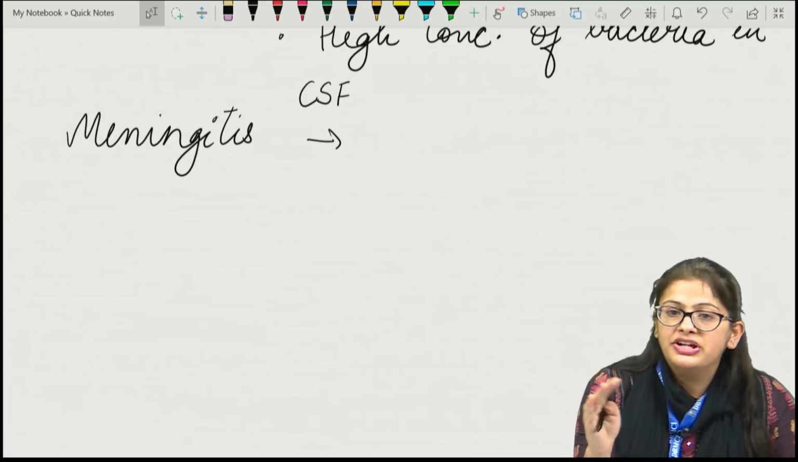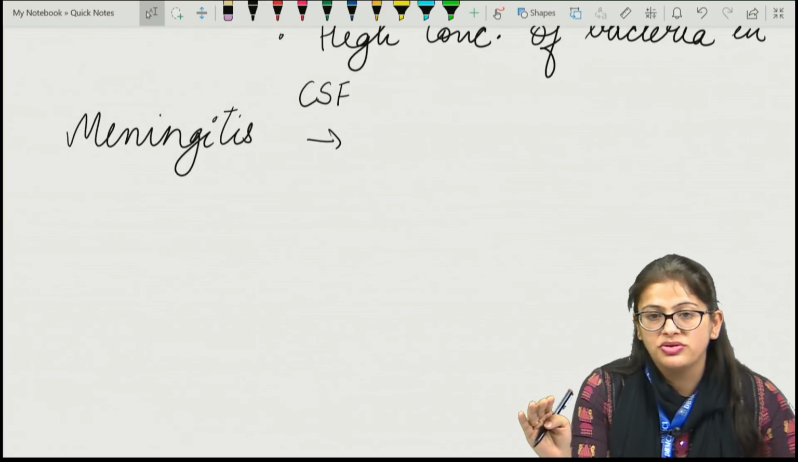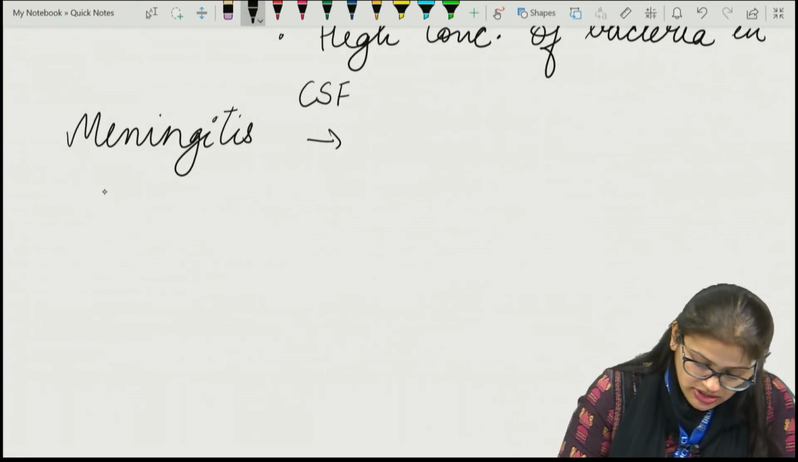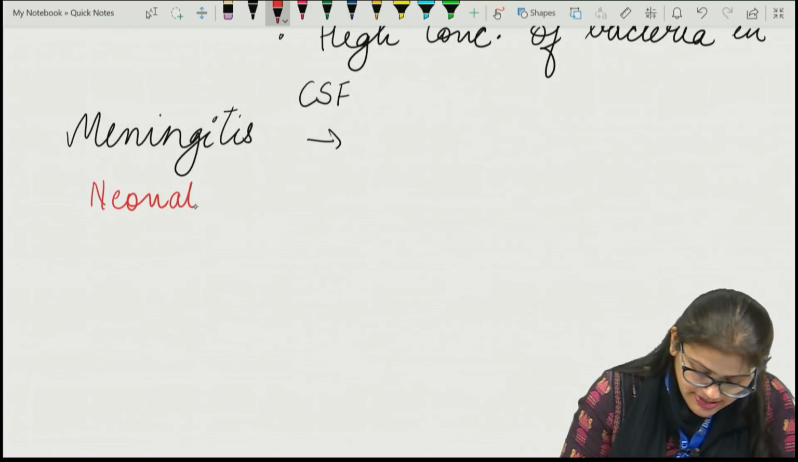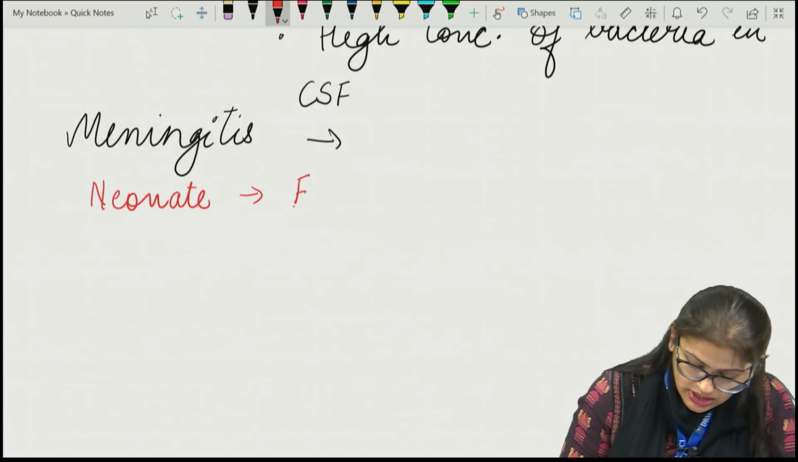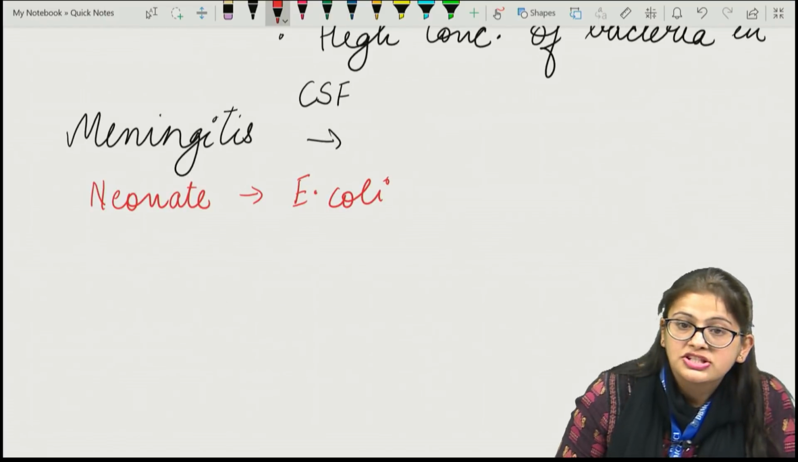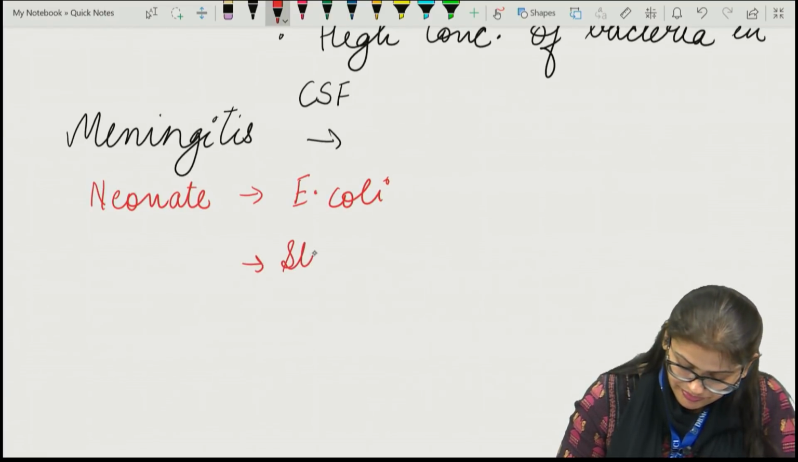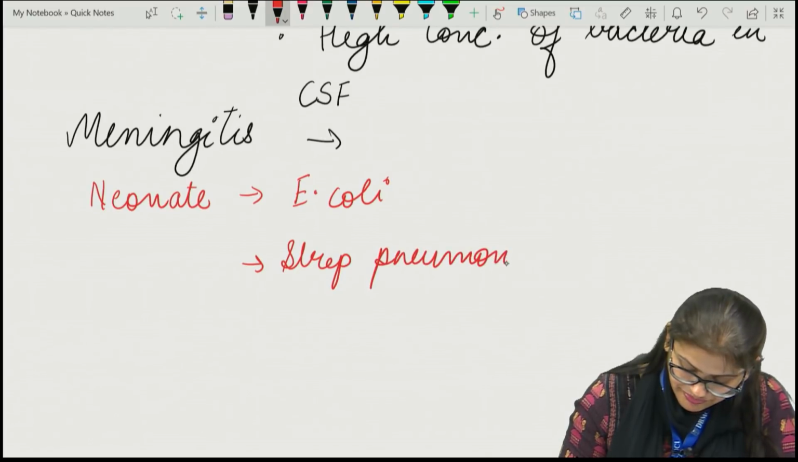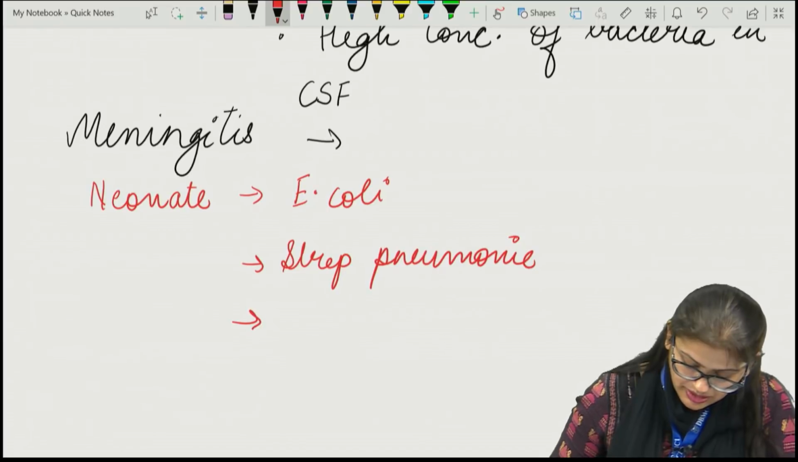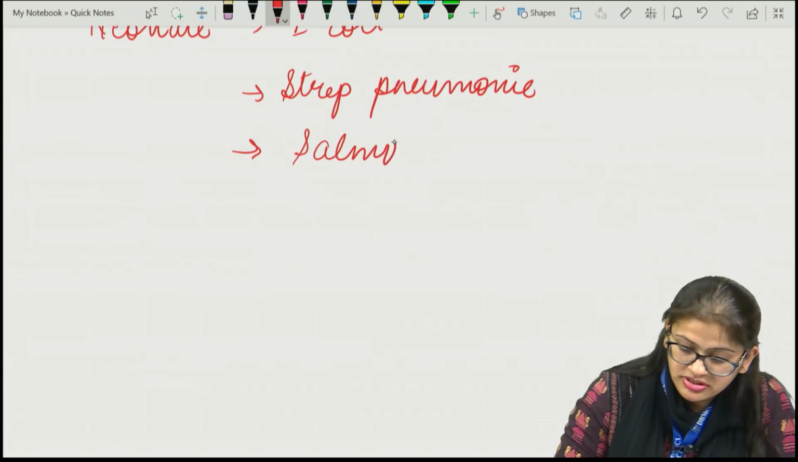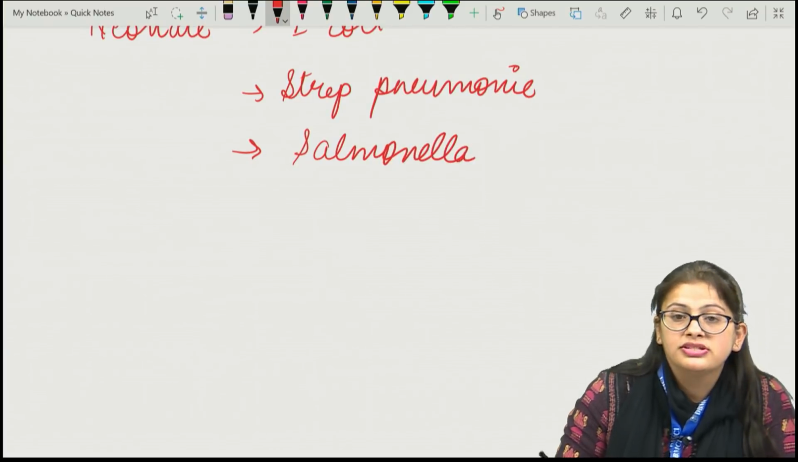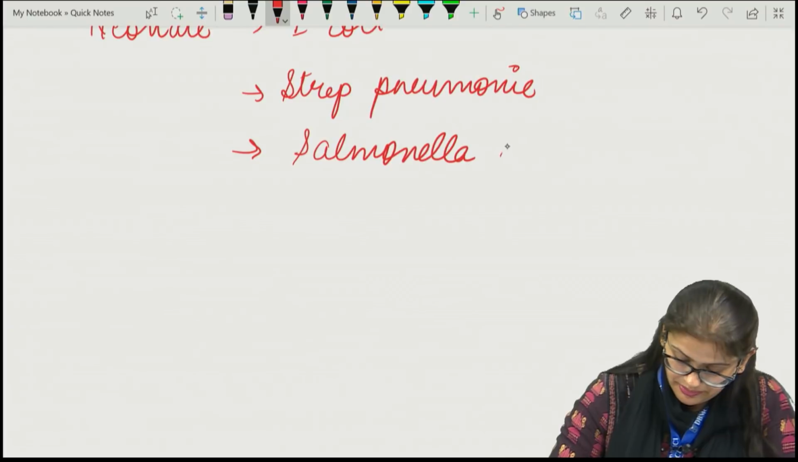So at different age groups, different organisms are responsible for causing meningitis. In a neonate, the most common organisms include E. coli, strep pneumoniae, and Salmonella species. These are the common organisms that cause meningitis in the neonatal period.